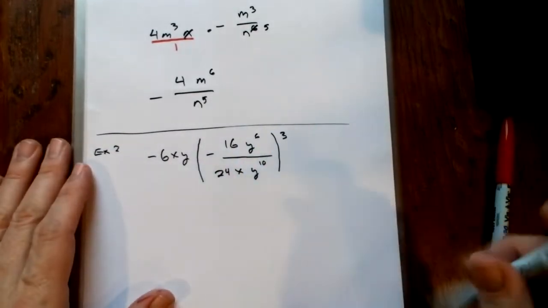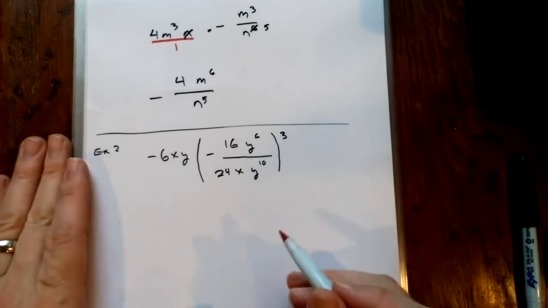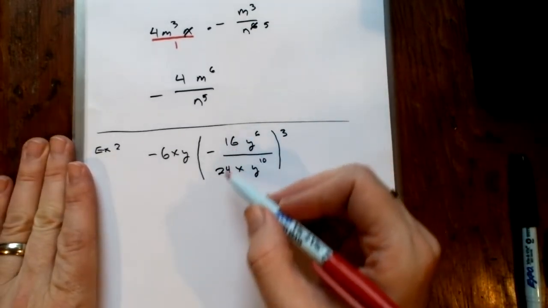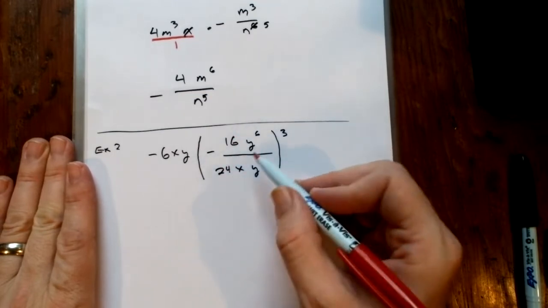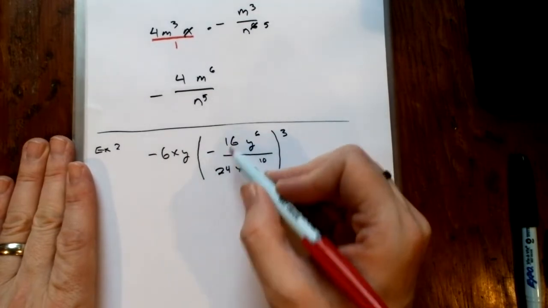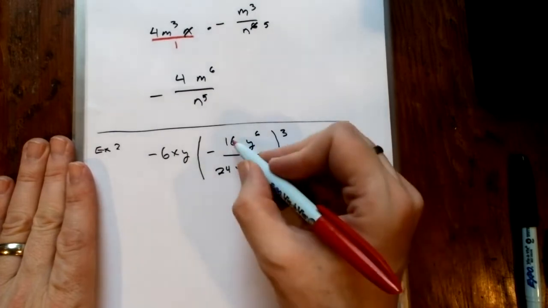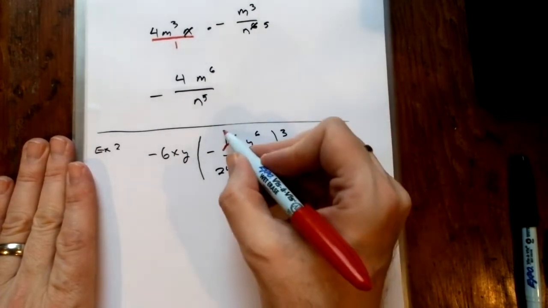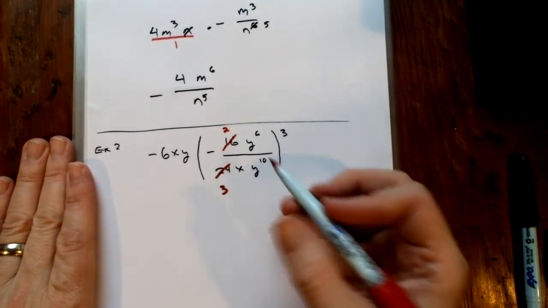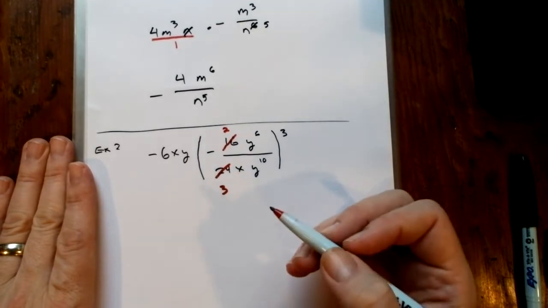And don't let larger numbers intimidate you. Confidence is also a problem-solving skill along with patience. So I need to simplify inside this set of parentheses before I do anything else. So I see 16 over 24. I see these are both multiples of 8. So I'm going to simplify those. That'll be 2 over 3. 8 goes in 16 2 times, 8 goes in 24 3 times.